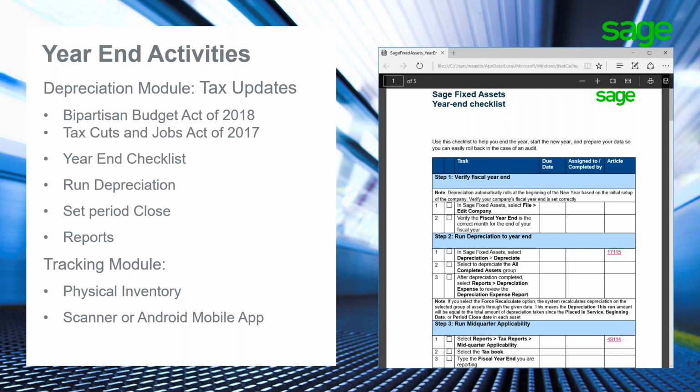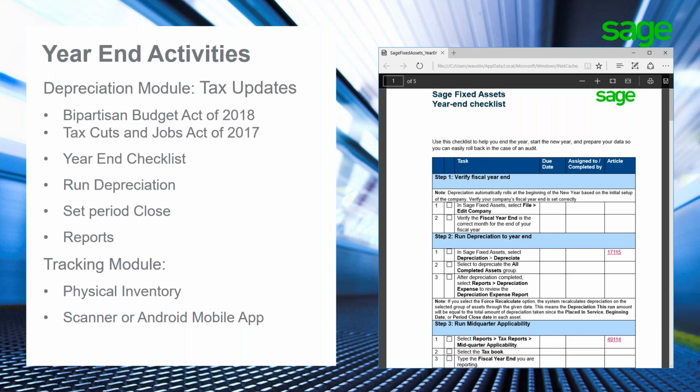The other thing you'll certainly want to do before running depreciation or setting period closes, if you're doing any of those, is complete that physical inventory first to identify those assets that now need to be disposed of because they are no longer in service. Once you've done that, then you can go through and do some of the other things I've identified here: running depreciation for the month and running your year-end reports.